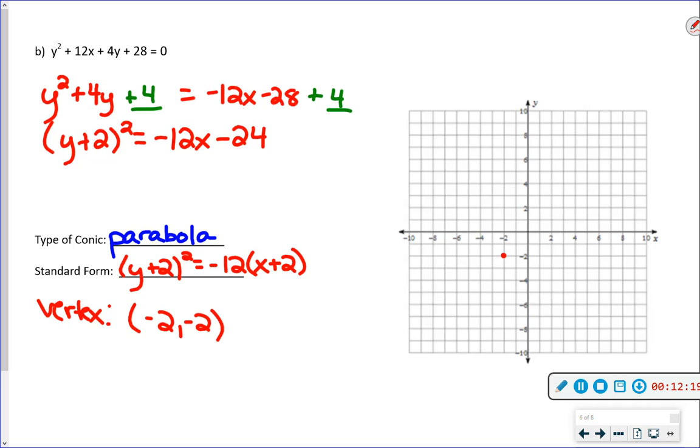Right. So 4p equals negative 12. P is negative 3. And we said left. So I'm going to go from my vertex left 3. There's the focus. We don't have to write it down, but I need it. Now I can count my latus rectum.